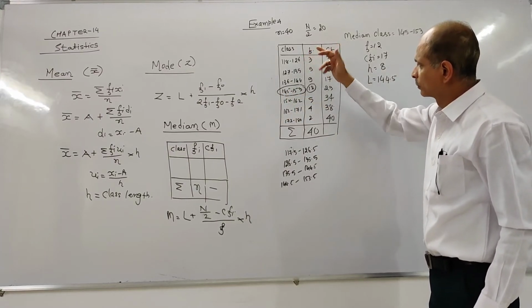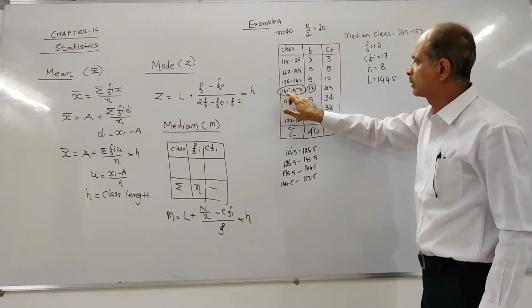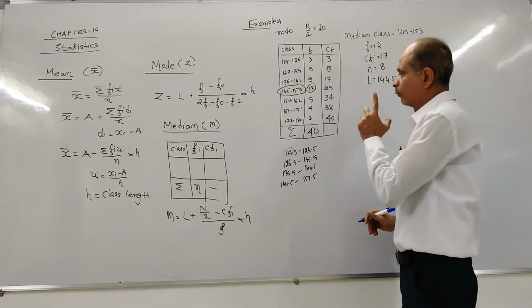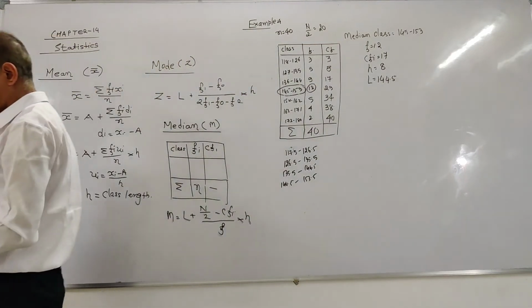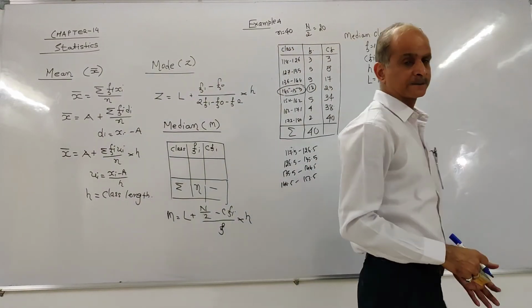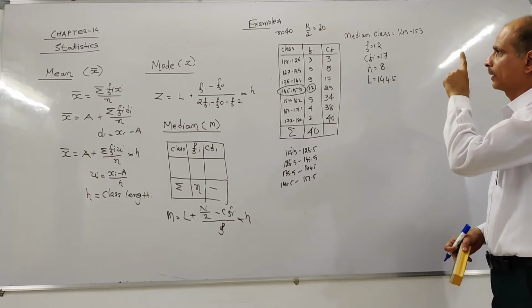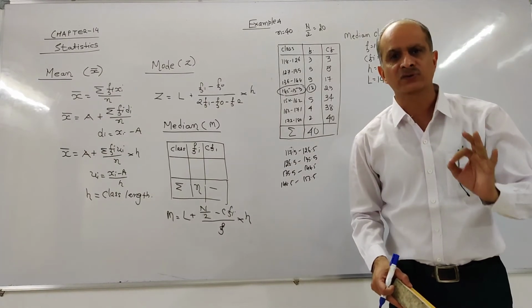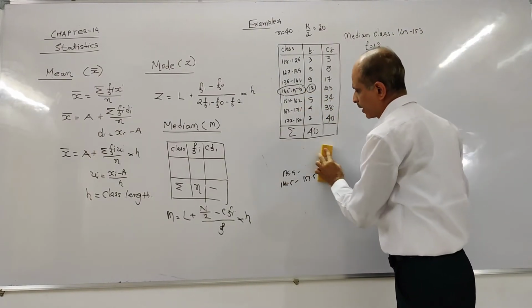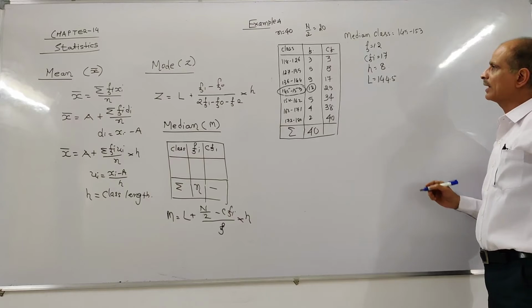If it is inclusive, then you have to take 144.5. Subtract 0.5 from the lower limit of the median class, and you get the value of L. So here the value of L is 144.5 in place of 145, because it is an inclusive frequency distribution. To find the median, it should be an exclusive frequency distribution. So in place of 145, we have to write 144.5 as L.